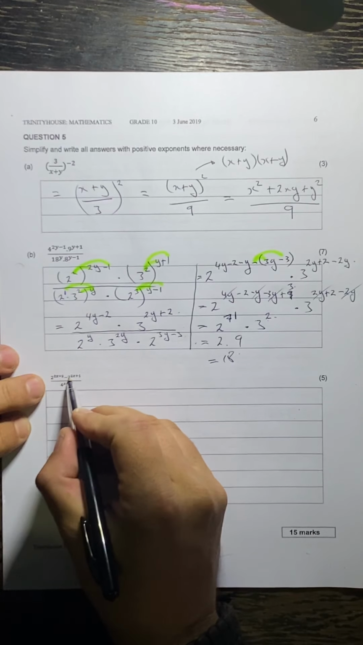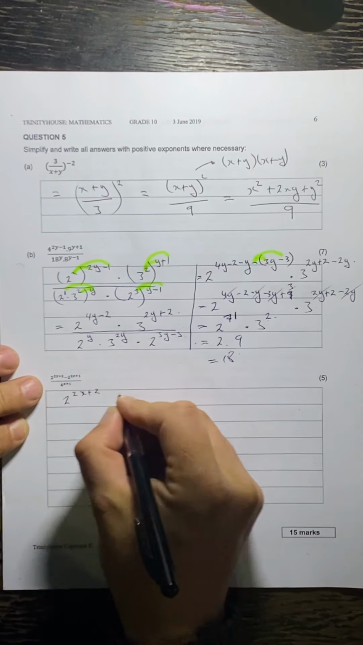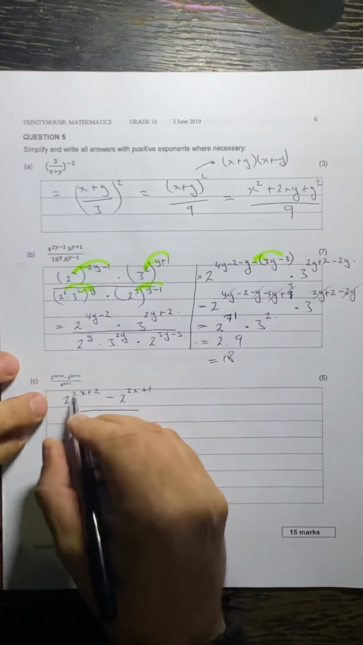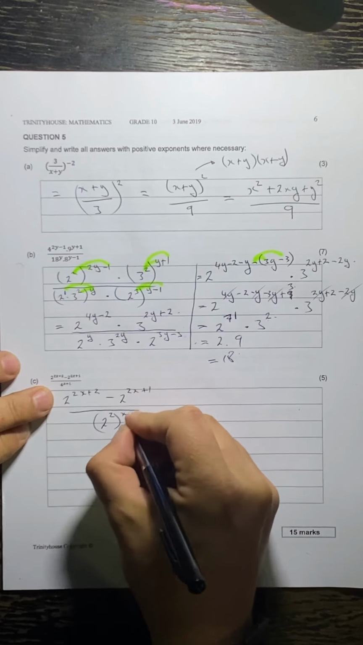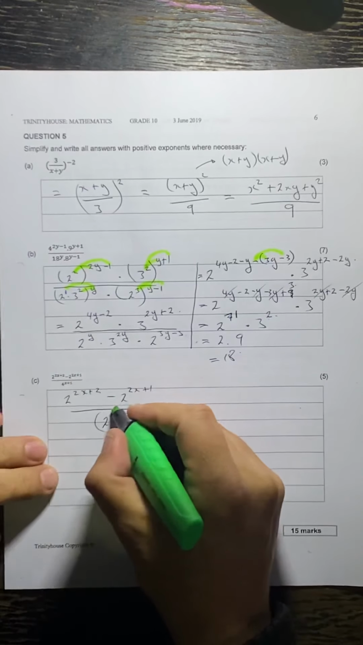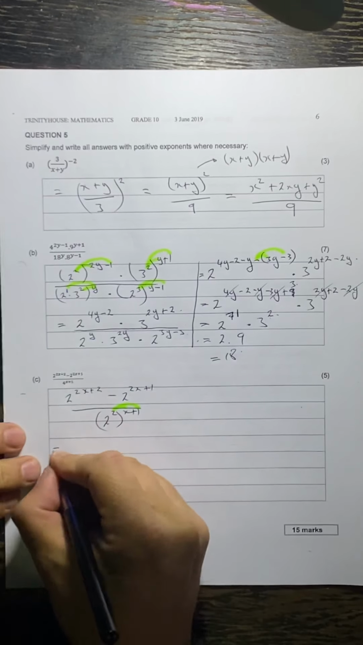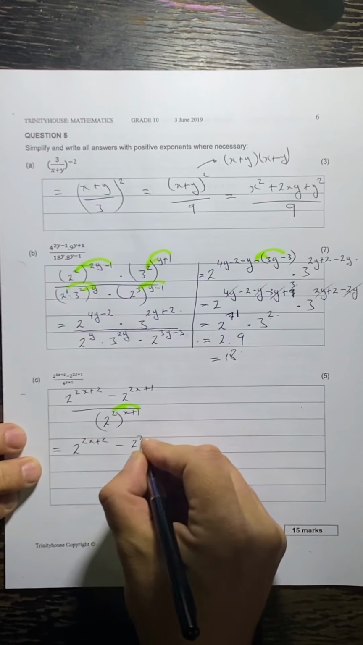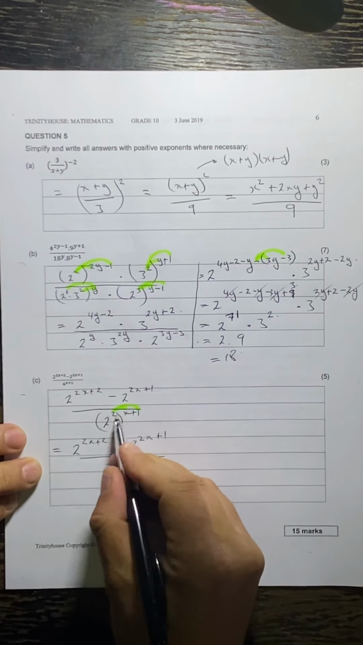So that's prime, the 4 is not prime. So we get 2 to the 2x plus 2 minus 2 to the 2x plus 1, over, prime factorize this, so this will be 2 to the 2x plus 1. Just like what we did with this one previously, I need to multiply that in with both the exponents, and we get 2 to the 2x plus 2 minus 2 to the 2x plus 1 over 2 to the 2x plus 2.